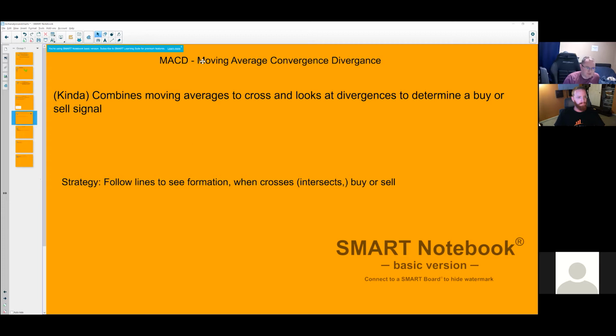What you'll see, and I'm going to pull up Think or Swim in a second, is that initially the strategy is you just follow the lines, and once they cross, that's going to indicate a buy or sell. Then you combine all the other chart stuff to give an idea of the picture you're painting, your Picasso or Leonardo da Vinci painting, and that's going to determine what you want to do.